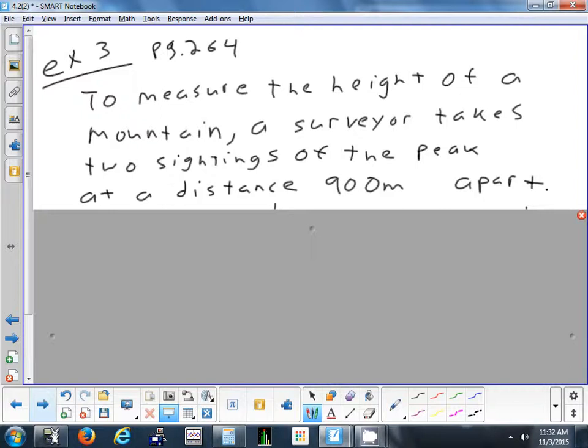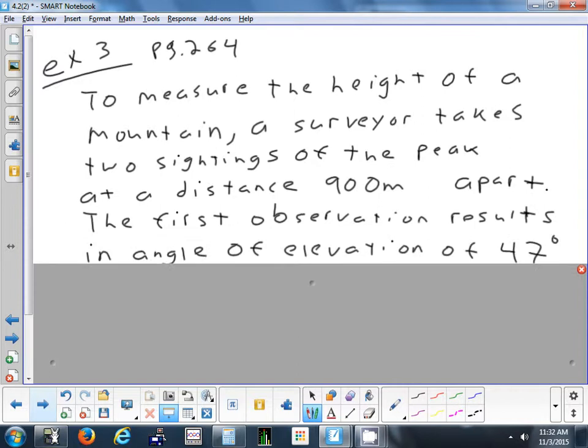The distance that he's going to drive back: he's going to do 1 sighting, and then he's going to drive back 900 meters, and then do the second sighting. The first time he takes a sighting, he uses his transit and measures the angle. It's 47 degrees, looking through his little device to the top of the mountain.